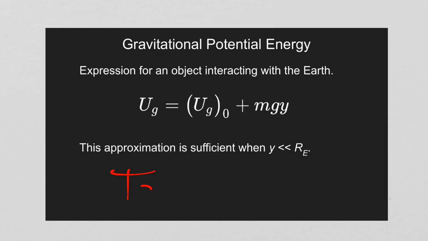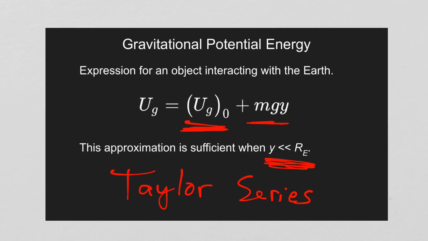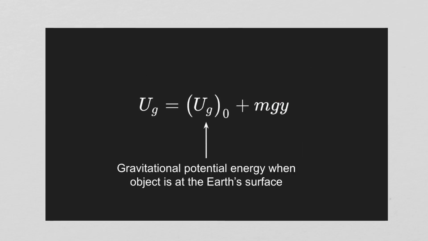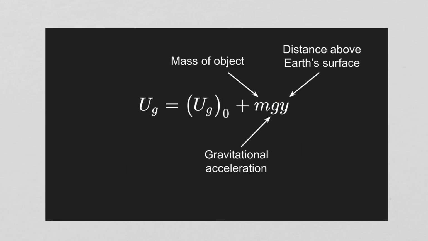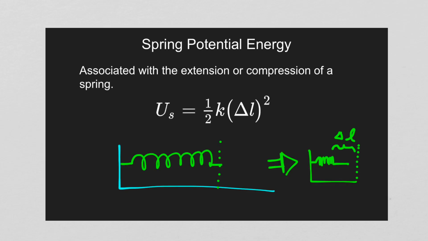If you use a Taylor series expansion, remember Calc 2, remember Taylor series? You can find that your first two terms give you the potential energy due to gravity at the surface, mgy, where y is just the height above the surface of an object, and you get to pick where your surface is. This only works if y is a lot smaller than the radius of the Earth. And again, this little g comes from values at Earth. This is just what we talked about: potential energy and your gravitational acceleration.